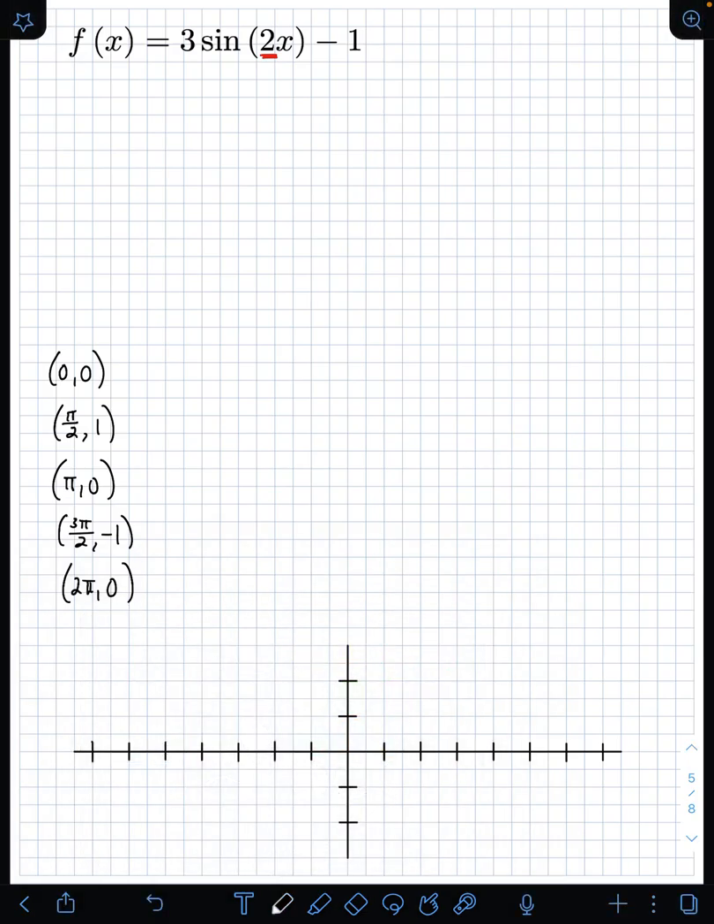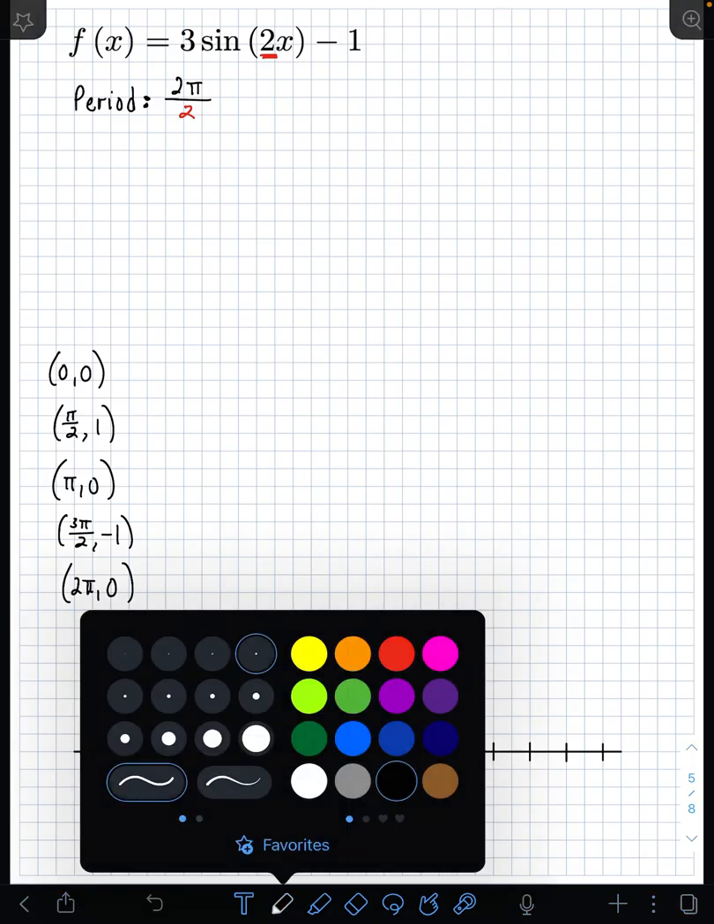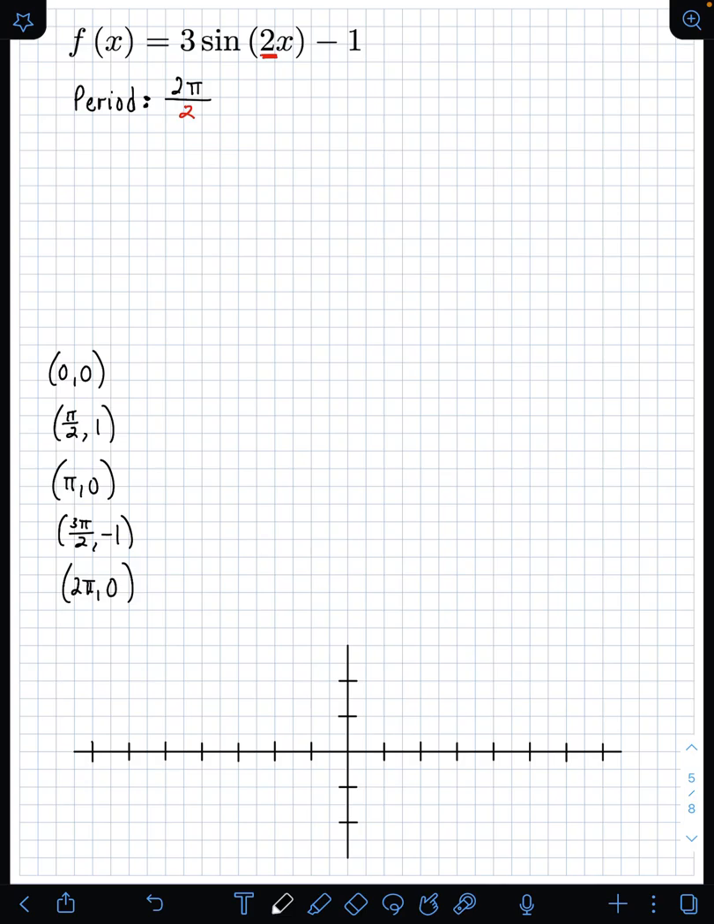The period normally would be 2 pi. However, a horizontal distortion is supposed to divide all of the x stuff by that value. So the period would normally be 2 pi, but it's going to be divided by that 2. And as a result, we're going to have a different length period, something that is stretched out or compressed. In this case, compressed. The period now is going to be pi because of the horizontal distortion.